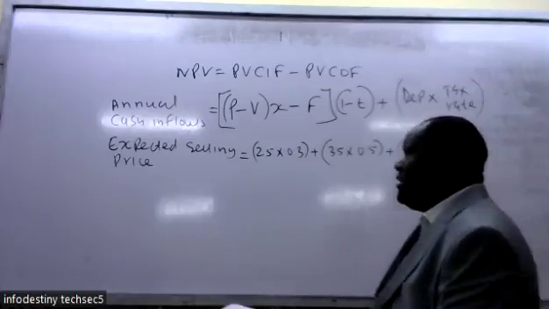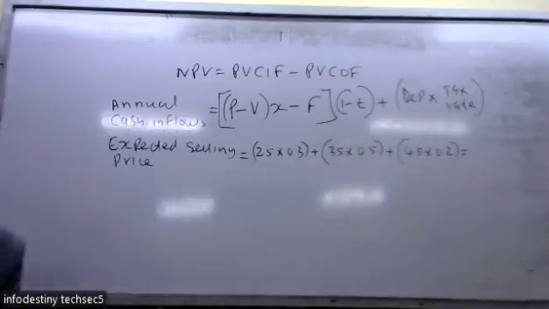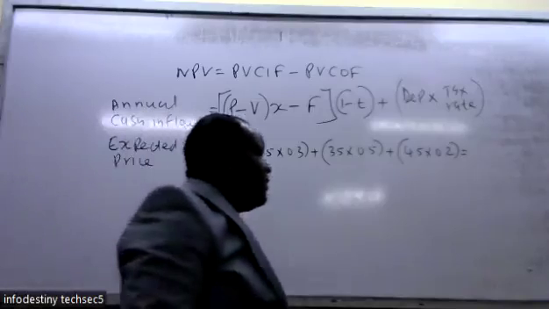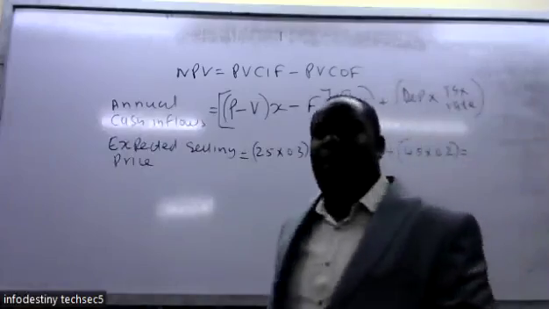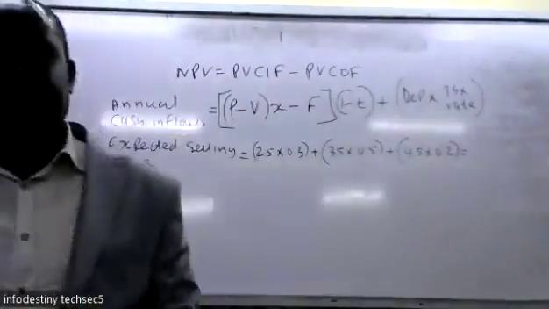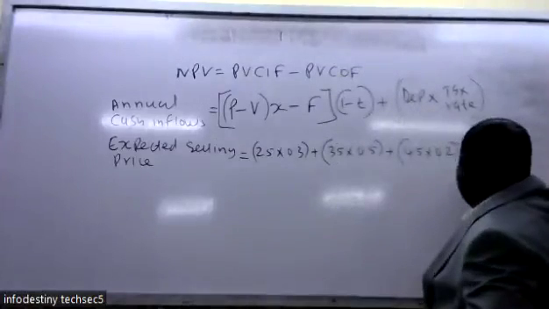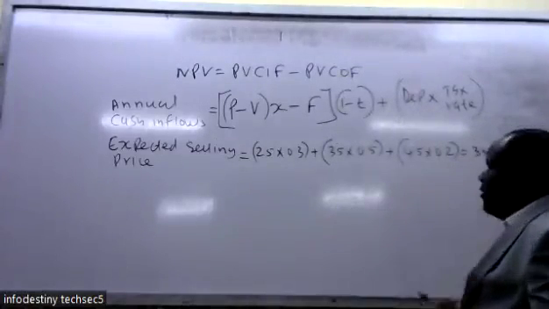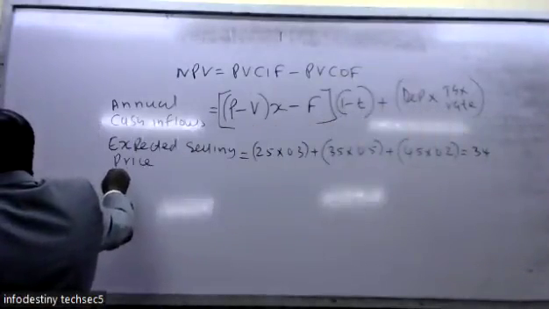So when you add them together, you will come up with the expected selling price per unit, which is 34. Then we also need to compute the expected variable cost per unit.